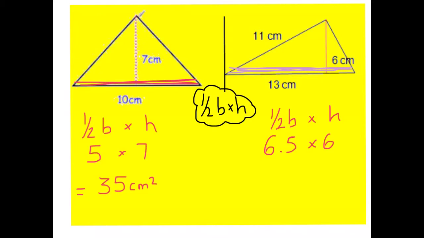Again, another tricky one because of the decimal point, so we'll use a vertical sum, 6.5 multiplied by 6. 6 fives are 30, 0 down, 3 over, decimal points on the line. 6 times 6 is 36, plus the 3, 39. So my answer is 39 centimeters squared.